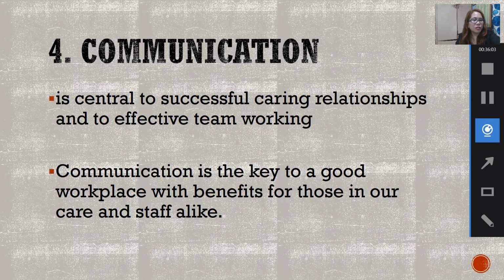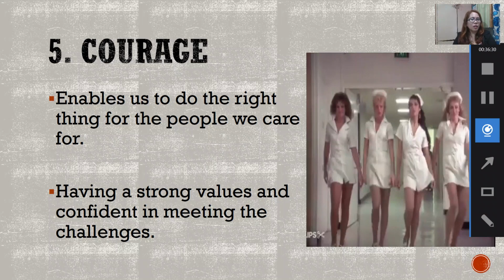And communication, again, is essential to a successful caring relationship and to effective team working. Because you're not only communicating to your patient, but also to the other members of the healthcare team. Communication is the key to a good workplace with benefits for those in care and staff alike. Courage. Courage enables us to do the right thing for the people we care for. So, having strong values and confidence in meeting the challenges, that means courage.